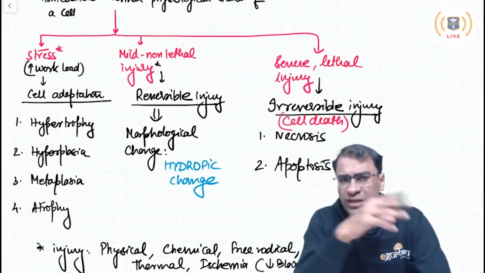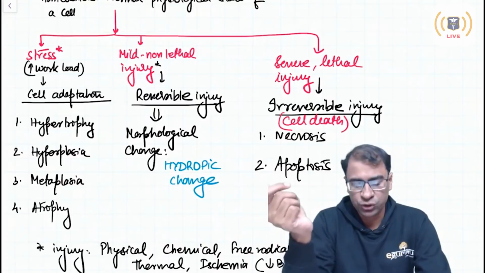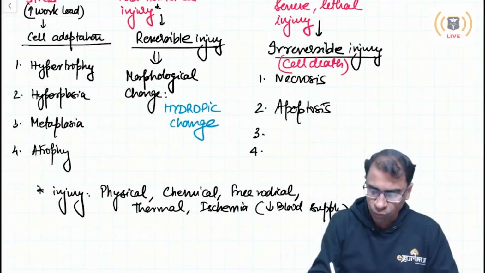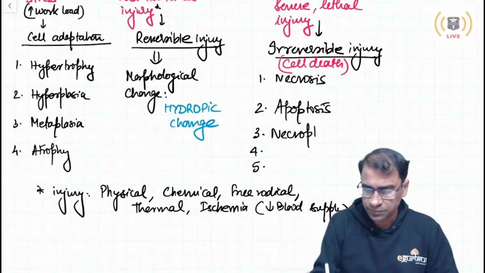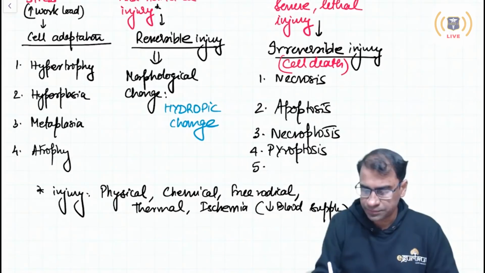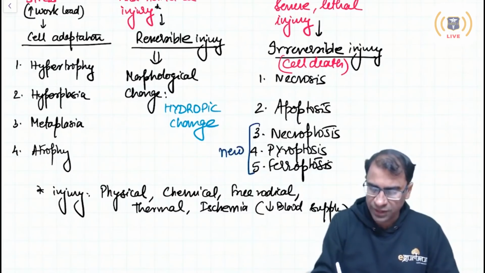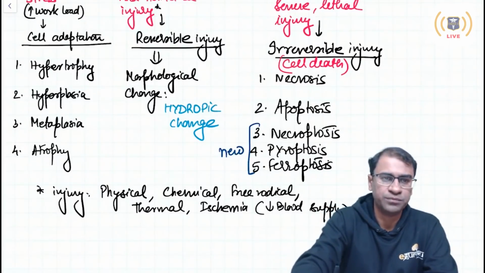Actually, three more, I should say: necroptosis, pyroptosis, and also ferroptosis. So later on, we'll add three more here, so 3, 4, and 5. I'm writing a newer form: necroptosis, pyroptosis, and ferroptosis. These three are a bit of a new entry to the forms of injuries. So make sure that you also know a bit of these as well.